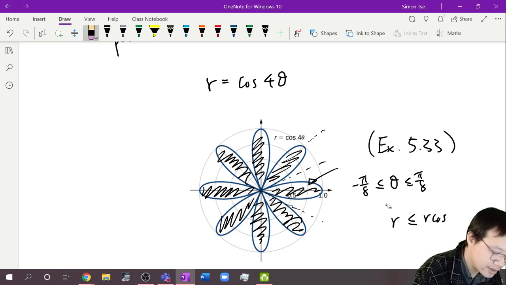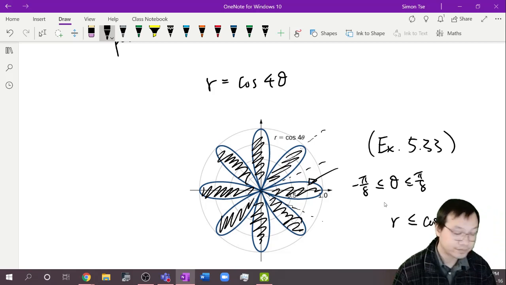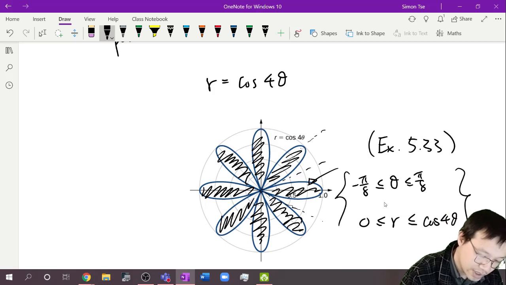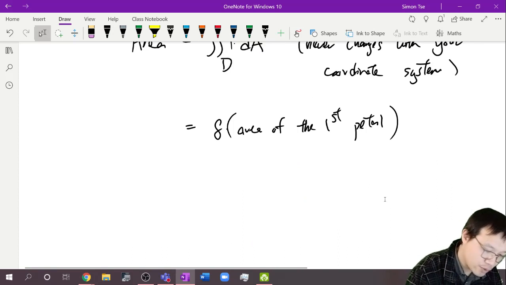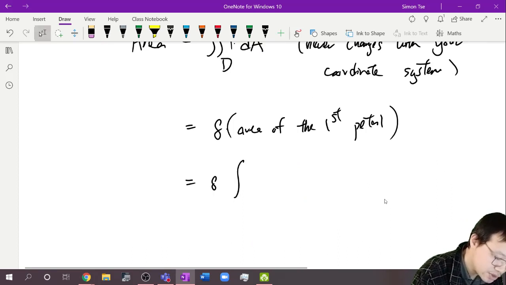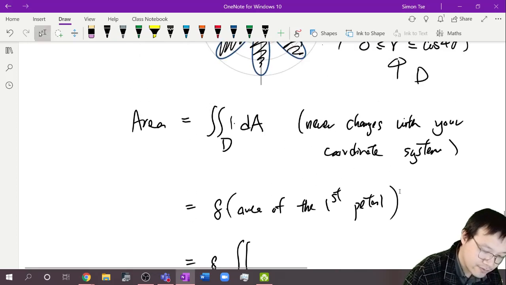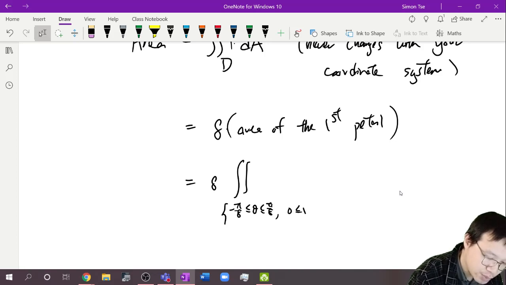Your cosine 4 theta, so there's no r here. Cosine 4 theta. And the lower bound will be 0. And this would give you your D, okay? So this here, the area of the first petal, is 8 times the double integral over D, which is the range of theta values from minus pi over 8 to pi over 8, and the range of r values between 0 and a cosine 4 theta.